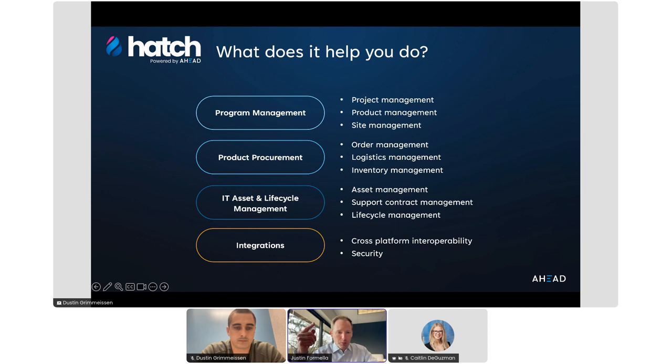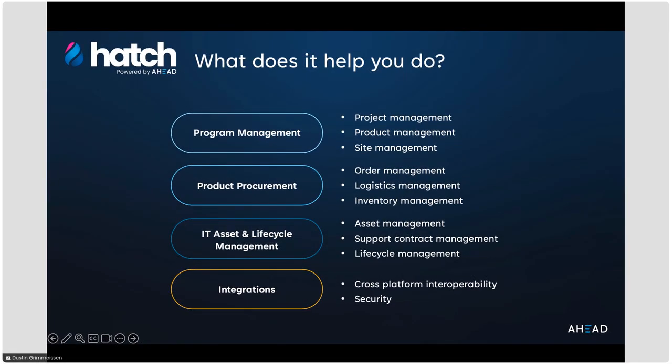First is program management. I'm going to walk through some of the features around project management, product management, site management. Next is procurement. Procurement's more of the bread and butter, the standard order management, logistics, inventory. And then we get into the IT asset lifecycle management pillar, which has asset management, support, contract management, end of life management, updates, all of those features.